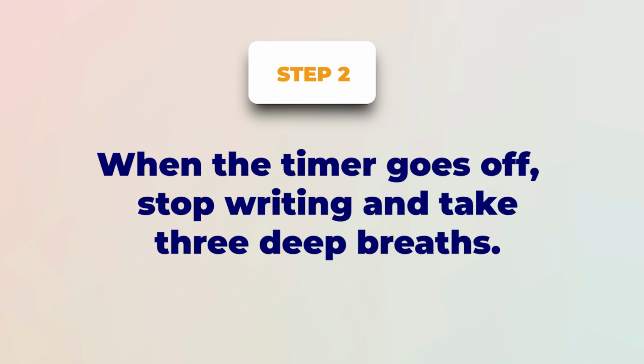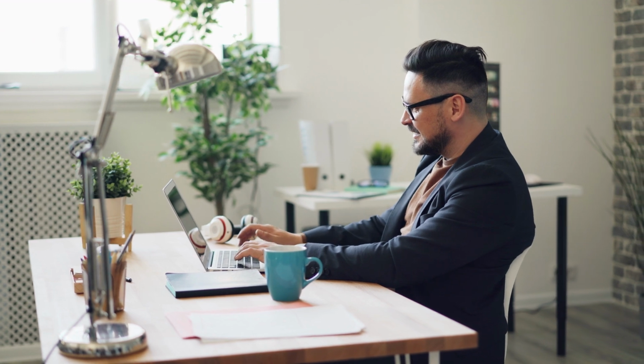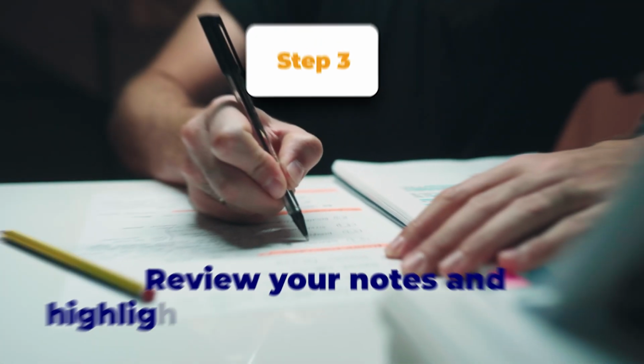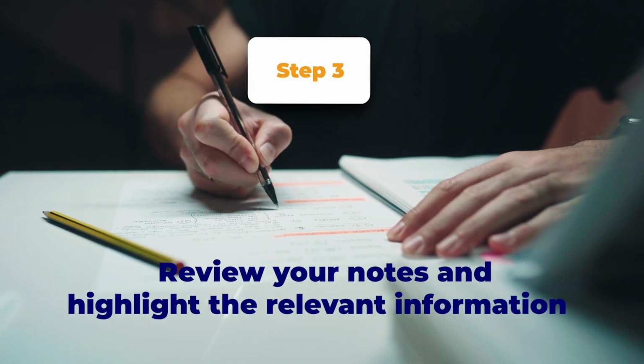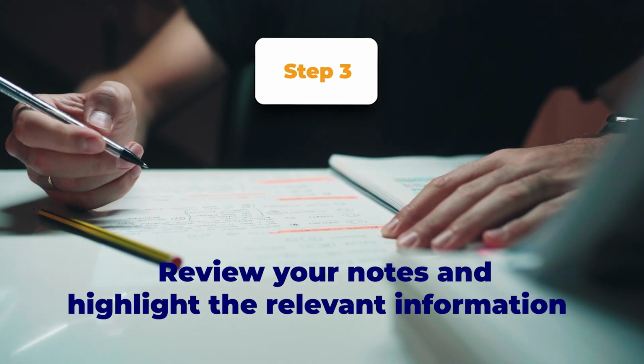Step 2. When the timer goes off, stop writing and take 3 deep breaths. You might feel a sense of relief, calmness, or clarity. You might also notice some patterns, themes, and connections among your thoughts. Step 3. Review your notes and highlight the relevant information. This is where you filter out the noise and focus on the signals. Look for the tasks, decisions, problems, or questions that are related to your work as a senior software engineer.